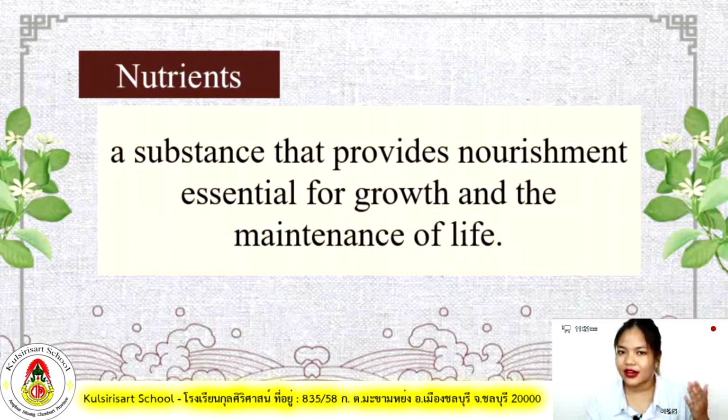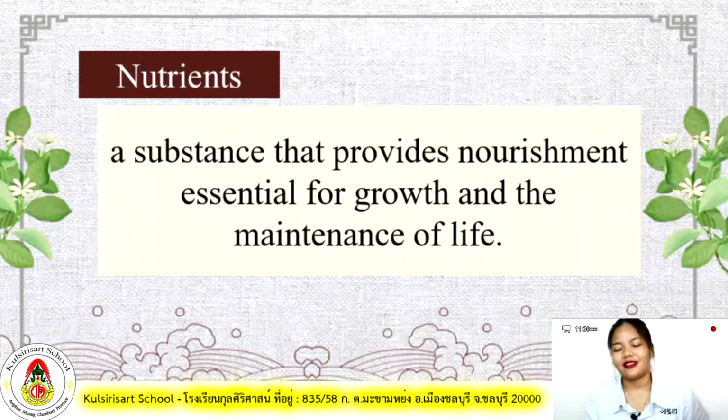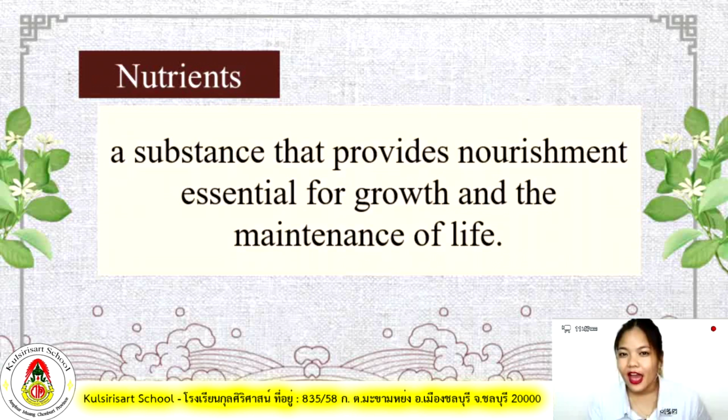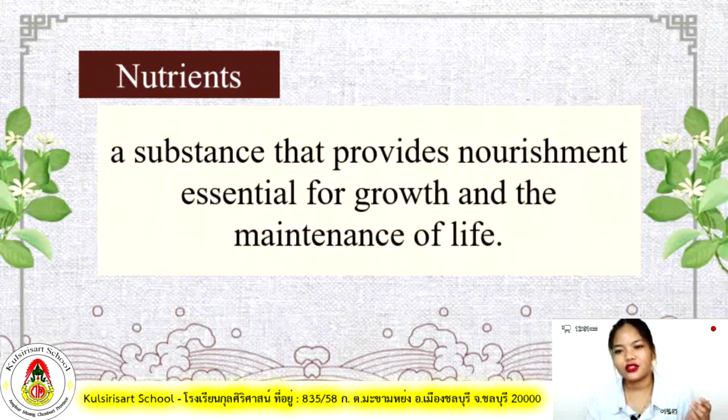Okay, now since we're already done discussing what nutrition is, again, nutrition is a field in science that deals with nutrients and nutrition. Okay, we mentioned nutrients. Now let us define what is nutrients. A nutrient is a substance that provides nourishment essential for growth and the maintenance of life. Okay, if you don't have enough nutrients in your body, what do you think will happen to you? Okay, we will answer that as we go further in our lesson. Okay, so that is the difference between nutrition and nutrients.